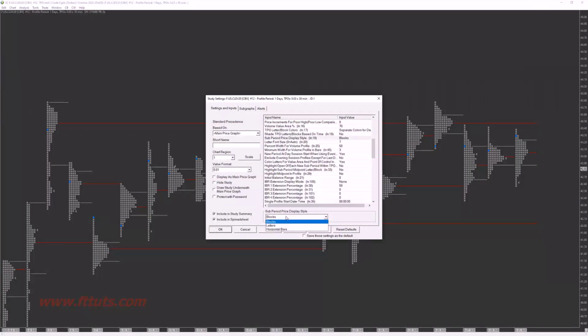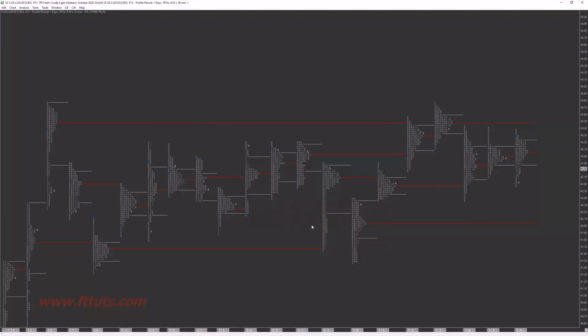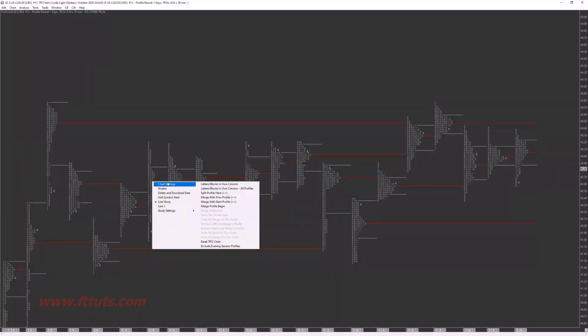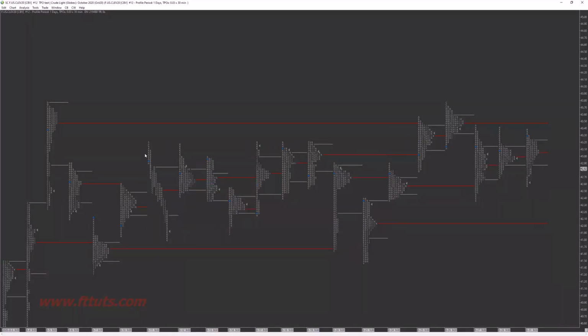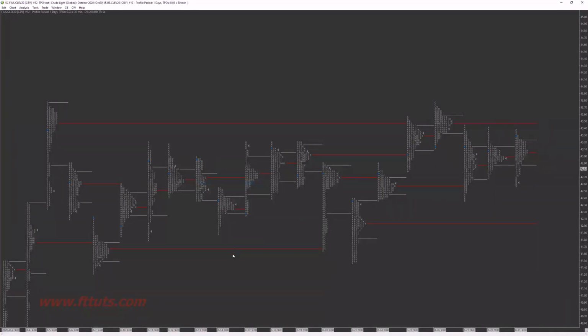With blocks, you do lose a sense of time unfolding, whereas with letters, I know that crude oil ends in K period. I can show you here if I split this out. Letters, blocks, in their own column. There you go. First 30 minutes is A, second 30 minutes is B, just like a 30-minute bar chart. And so I know that K period is the final period. I know that J is the next to final period. So if I'm looking at data and I see J, I get a sense of time of where that built this distribution, this profile.